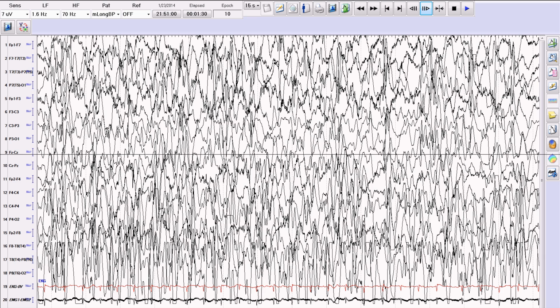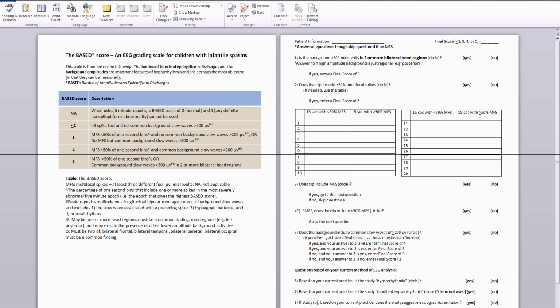So let us review this first EEG example. This is a pre-treatment patient who is presenting with infantile spasms and very frequent multifocal spikes. Spikes are present in every 1-second bin during this 15-second page. This finding is consistent throughout the 5-minute epoch. If we return to our base score in table format, you can see that this patient has a base score of 5, given that greater than 50% of 1-second bins include an epileptiform discharge.